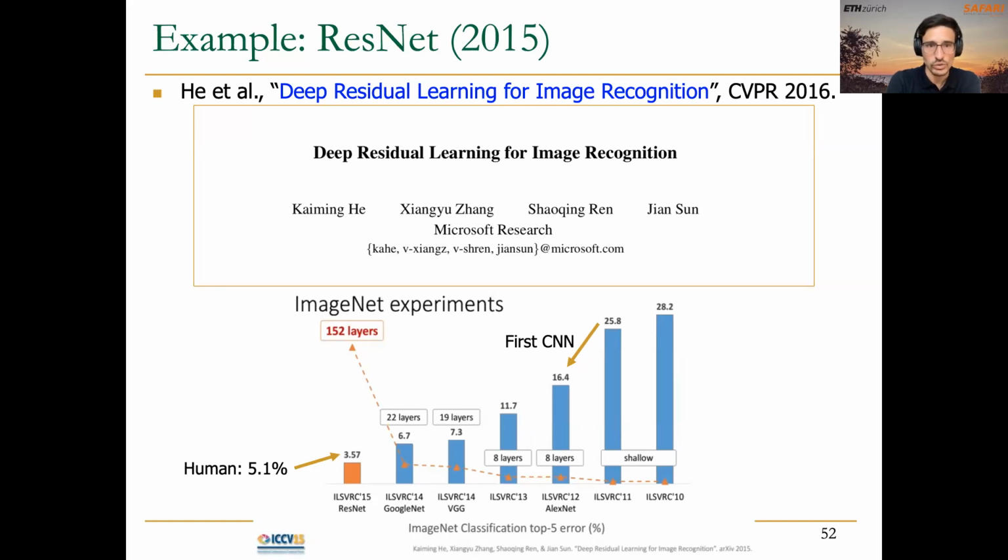And as you see as well, the size of the network has increased from the 8 layers of AlexNet to up to 152 layers in ResNet, and this keeps increasing. The total size of the weights keeps increasing as well, and the networks become more and more accurate and reliable.